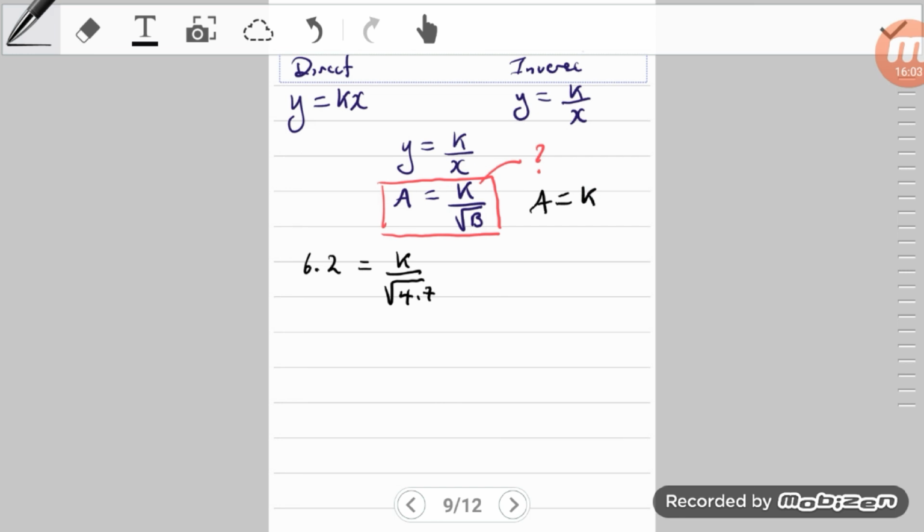All right, so if we proceed into working this out, we'll find that the square root of 4.7 is actually 2.17 or 2.16, 2.17 when it's rounded off. So that's 6.2 equal to k divided by the square root of 4.7. It is 2.16.